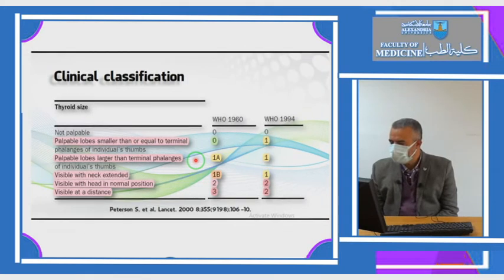If we look at the newer classification, the 1994 WHO classification, then it would be a totally different matter. So all non-palpable thyroids are classified as grade 0, no goiter. Any palpable thyroid, whether this is less than or equal or greater than the examined individual's thumb, would be classified as grade 1, including those who have a goiter that is visible with neck extended. A person with goiter that is visible with head in normal position or at a distance would be classified as grade 2.